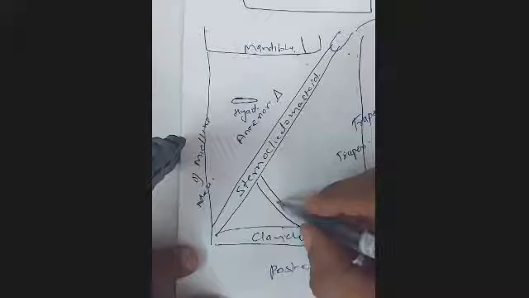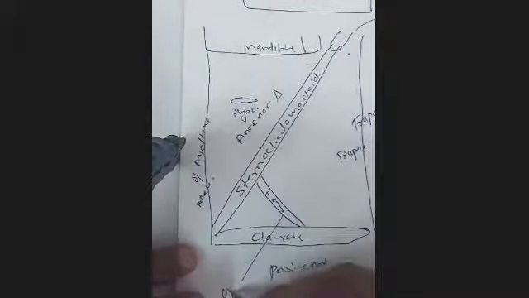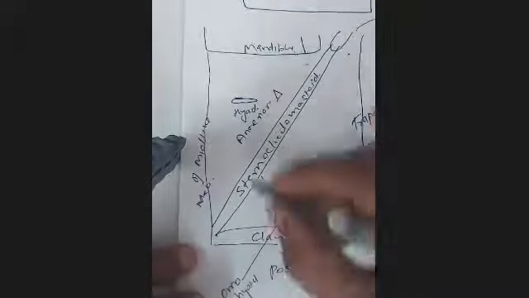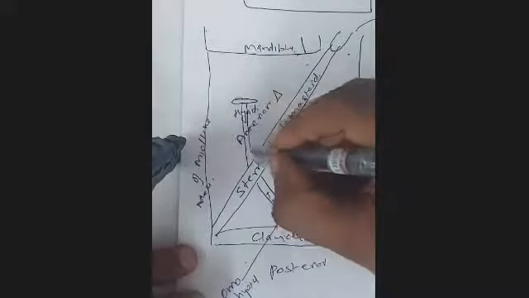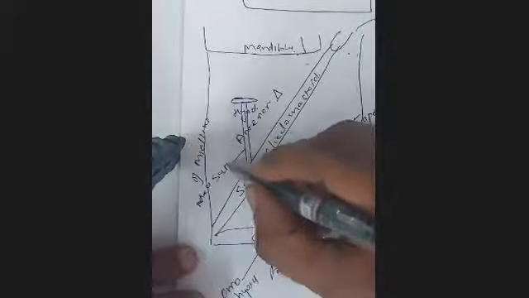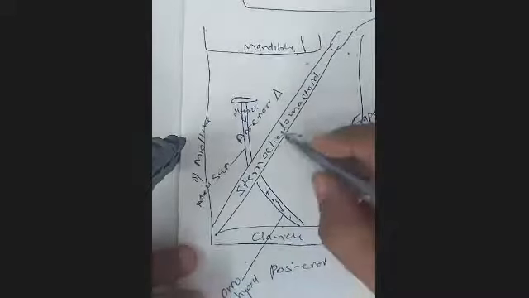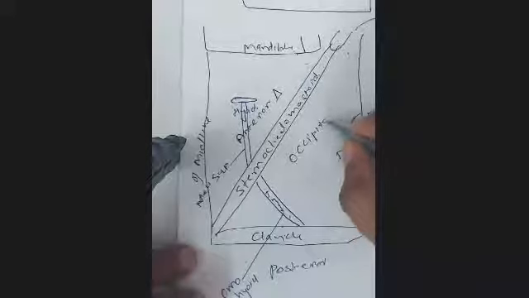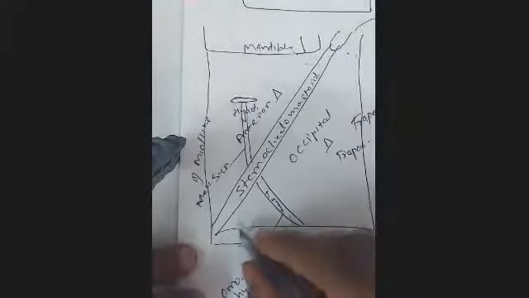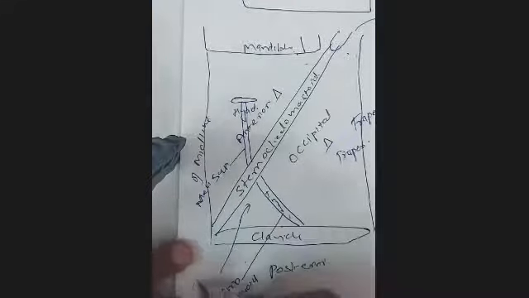It has two bellies. This is the inferior belly of omohyoid, and this omohyoid goes and gets attached to hyoid, and this is the superior belly of omohyoid. Now this muscle omohyoid divides the posterior triangle into two parts: a larger occipital triangle and a smaller subclavian triangle.